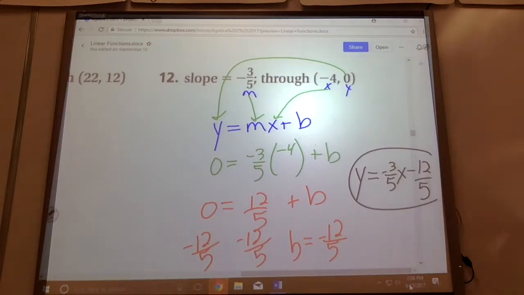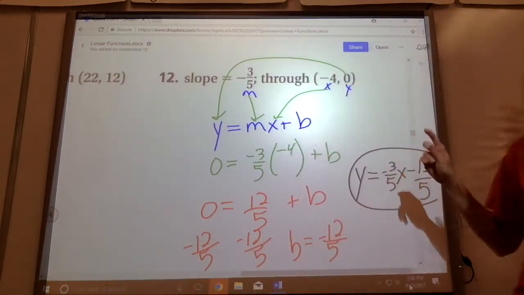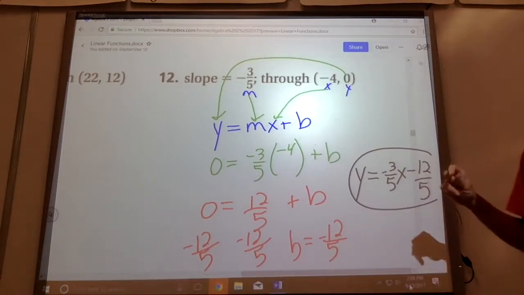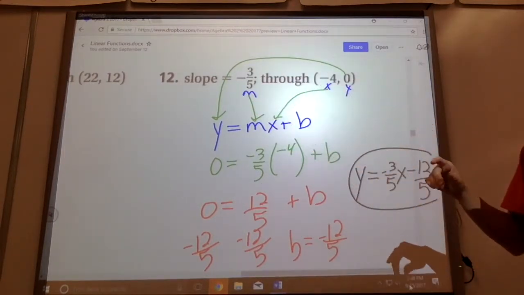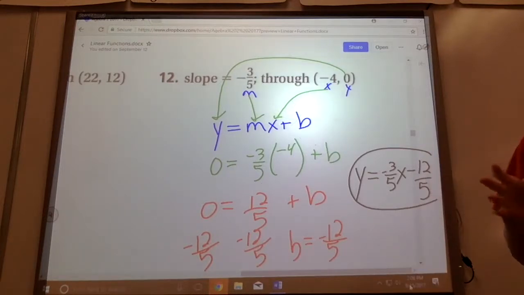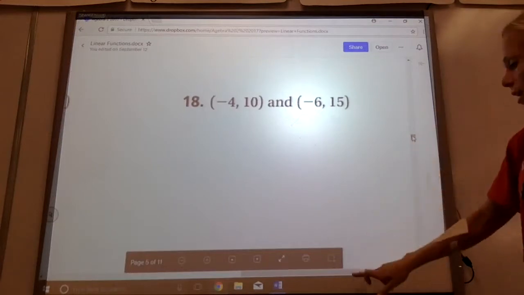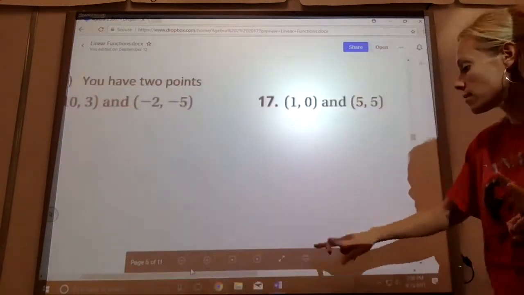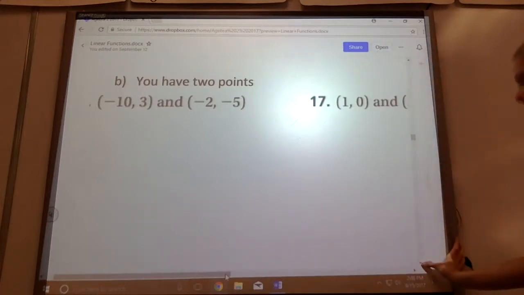Simple enough? Not hard. Hopefully it's a review. Okay. The other part to this is just taking this same concept and adding one more step to it. This one gave me the slope and a point. I need a slope and a point to find the equation of a line. So if I don't have a slope and a point, and I just have 2 points, how would I make these 2 points into a slope and a point?